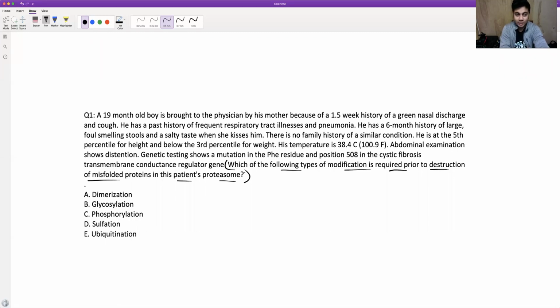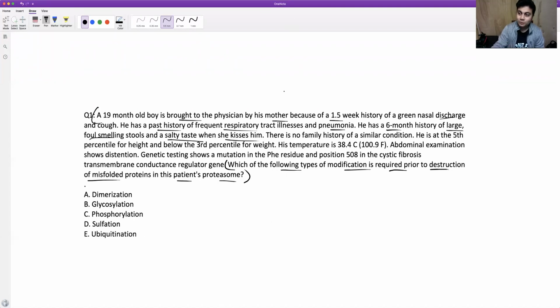So let's go over the question now and see what exactly it is asking for. A 19-month-old boy is brought to the physician by his mother because of a 1.5-week history of green nasal discharge and cough. All right. So it seems like there is some infection going on in this kid. He has a past history of frequent respiratory tract illness and pneumonia. When you see the word frequent, you suspect some real grave pathology is behind that, right? And he has a 6-month history of large foul-smelling stools and a salty taste when she kisses him.